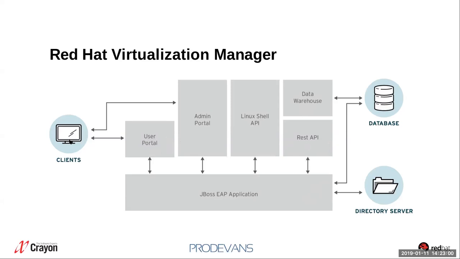And if the client is a normal user, you can access the user portal. This user portal is directly accessible with the JBoss, and whatever services you want to access, like if you want to access a Linux shell API, you are able to access it here. These things are accessible here. Okay, so this is the architecture of your Red Hat virtualization manager.